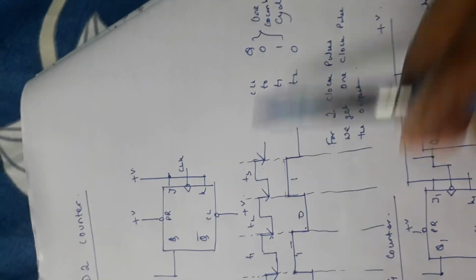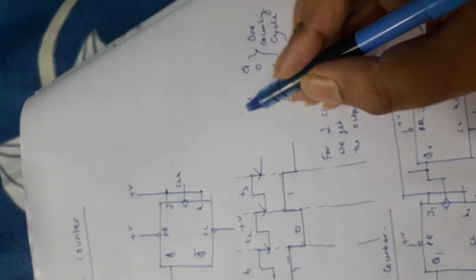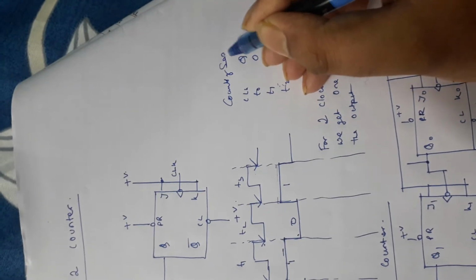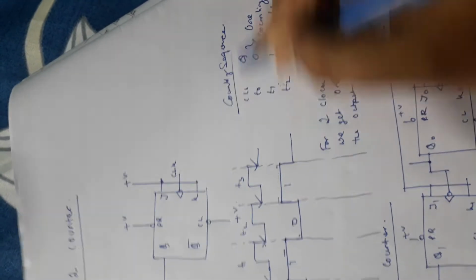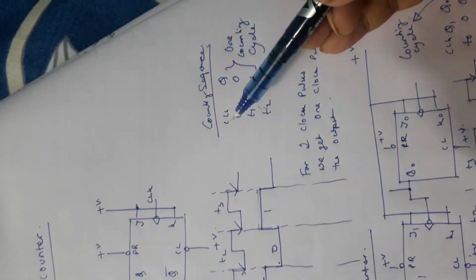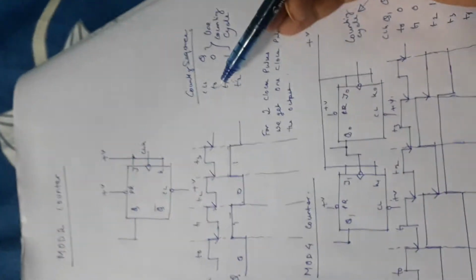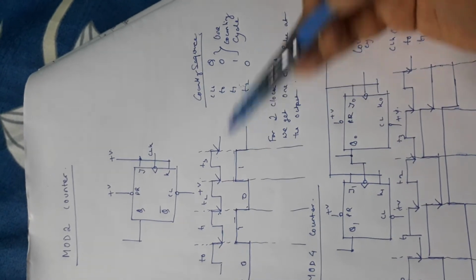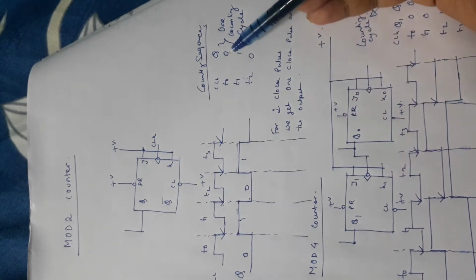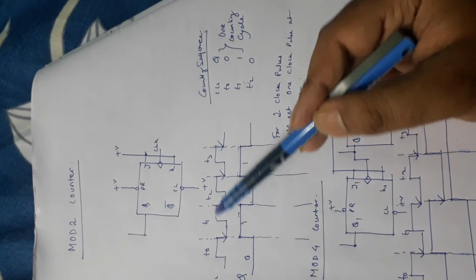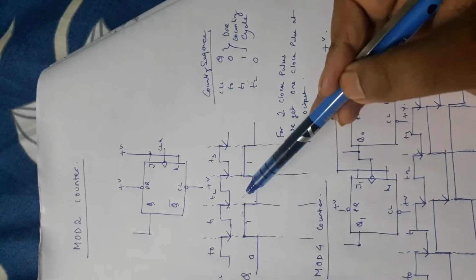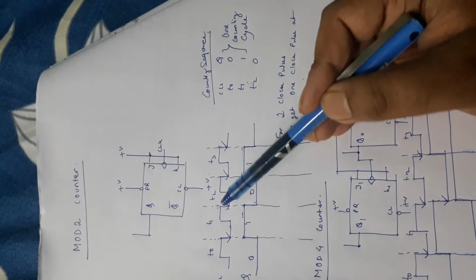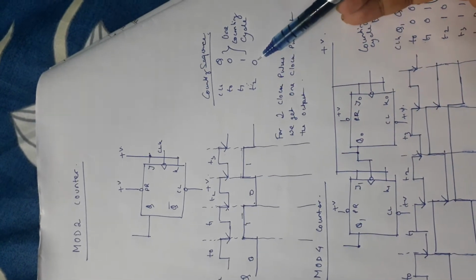Let us move on to this table. This is known as the counting sequence. If the clock is in the T0 state, the output Q is low. And if the clock is T1, the output is high. And again, when the clock is T2, in the next state, the output is 0.